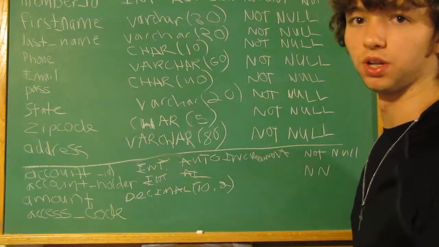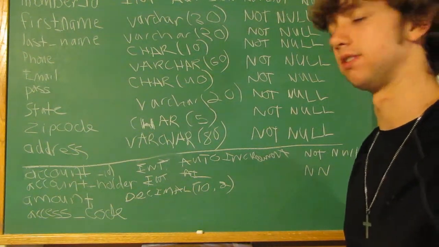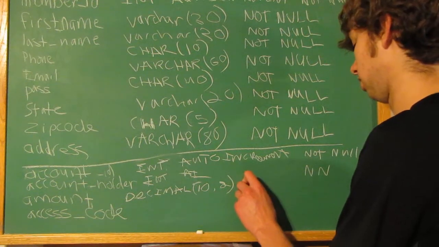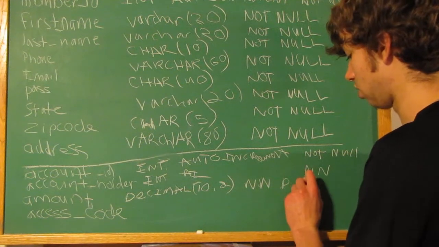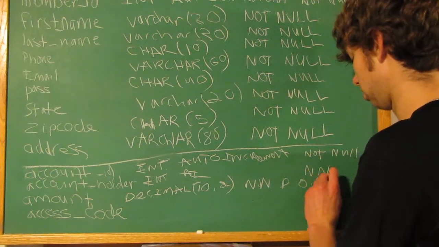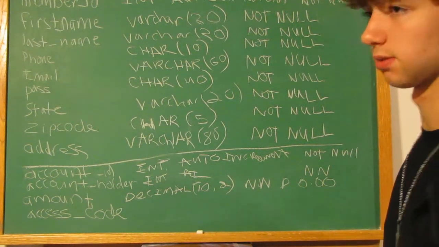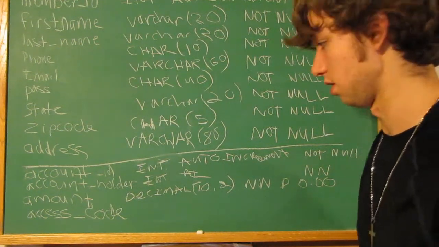But this will give it 2 decimal places, like $10.50. So yeah, decimal, not null. And then we're going to have a default of 0 with 0 cents. That way if somebody doesn't put any money in, it'll go to $0.